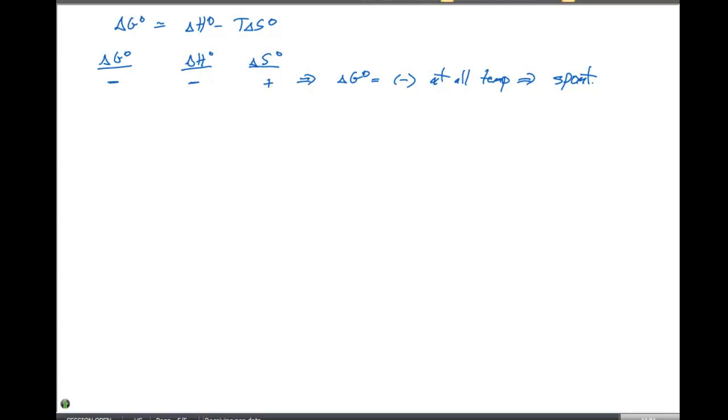The reverse of this situation would be if we have a positive value for ΔH and a negative value for ΔS. Our ΔG value is going to be positive, and we can say that ΔG° is going to be positive at all temperatures. So this particular reaction is going to be non-spontaneous.